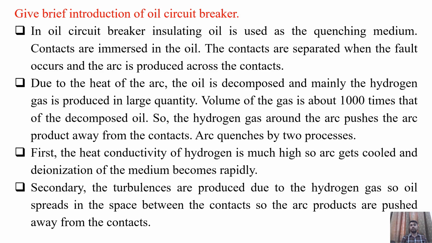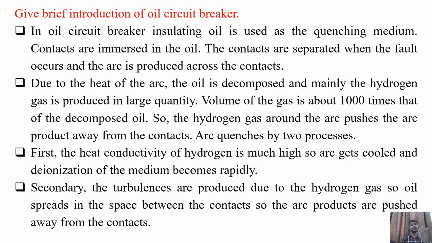Brief introduction of oil circuit breaker. So in oil circuit breaker, insulating oil is used as the quenching medium. The contacts are immersed in the oil. The contacts are separated when the fault occurs and the arc is produced across the contacts. Due to the heat of the arc, the oil is decomposed and mainly hydrogen gas is produced in large quantity. Volume of the gas is about 1000 times that of the decomposed oil.